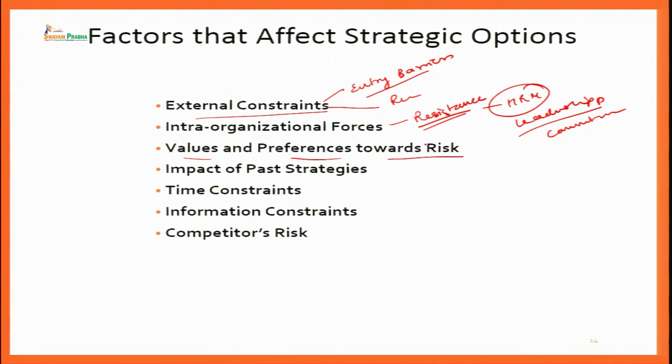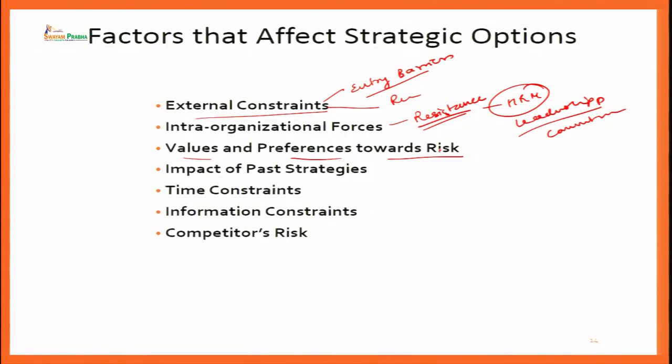Next is the value and preference towards risk. That means you have to see whether you are a risk taker or not. If you are not a risk taker, then a lot of the strategic options or strategies which you might have executed if you were a risk taker may go in vain. So you have to question yourself, are you ready to take this much risk in the market or not? If you are not mentally ready to take risk in the market, then try to find strategies that are comparatively less risk oriented.